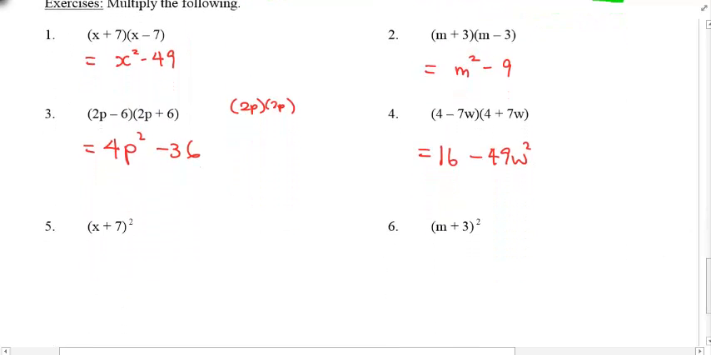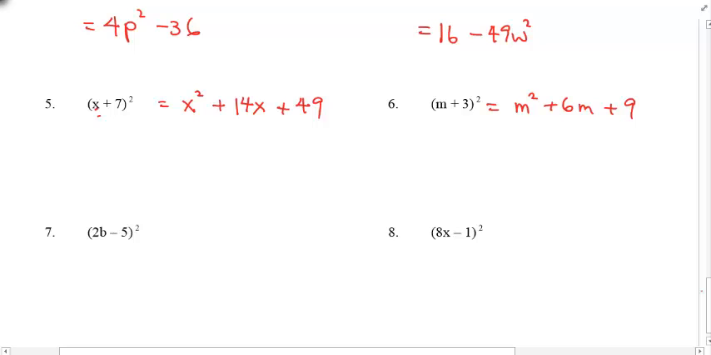Here we have perfect squares, the positive ones. So this is like a plus b, which gives you a squared, or x squared. And this is the key thing, plus twice the two terms multiplied together, 2ab. So 2 times x times 7, that's 14x. And then b squared, that's just 7 squared or 49. Same thing here for this one, m squared, 2 times a times b, 2 times m times 3, 6m. 3 times 3 is 9.